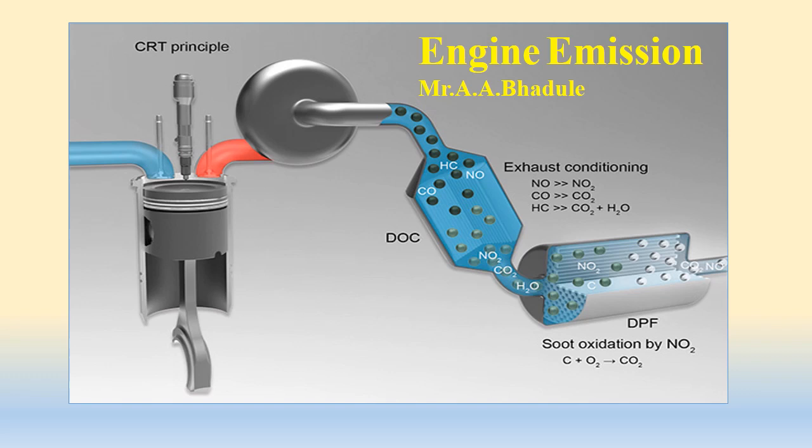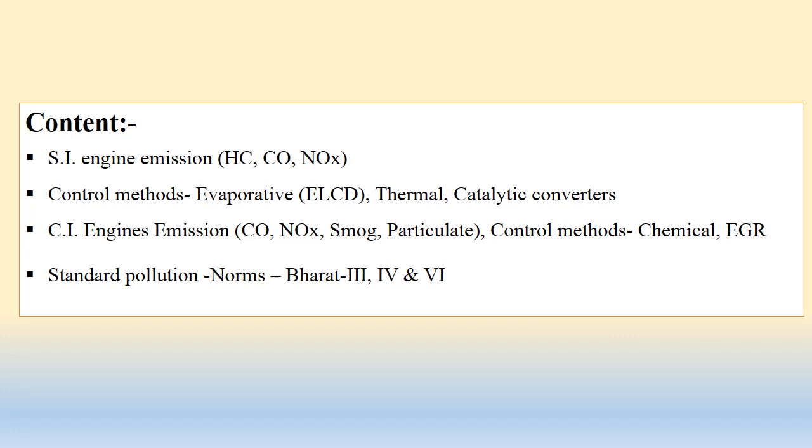engine emission section, in which we are going to discuss the various contents of the exhaust emission, namely SI engine emission. It includes HC emission, CO emission and NOx: hydrocarbon emission, carbon monoxide emission, oxides of nitrogen. Then controlling methods: evaporative, thermal and catalytic converters. CI engine emissions: CO, NOx, smog, particulate, control methods for CI engine, chemical and EGR, and standard pollution norms, Bharat Stage. Let's start with the engine emissions.